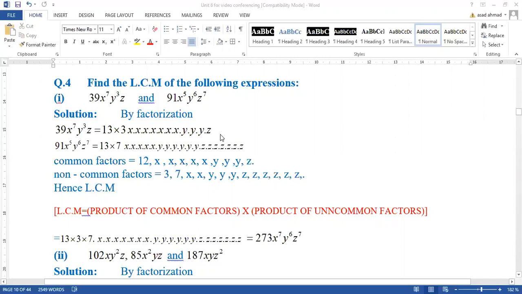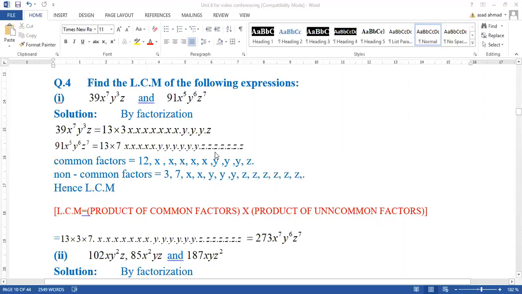So the same procedure will be followed as I told you earlier. Like this 39 will be converted into multiples of prime numbers and 91 will again be converted into multiples of prime numbers. And x to the power 7 is written separately as x 7 times, y 3 times, and z 1 time. The same is done for the second part. I have written it separately. All these parts are written separately.